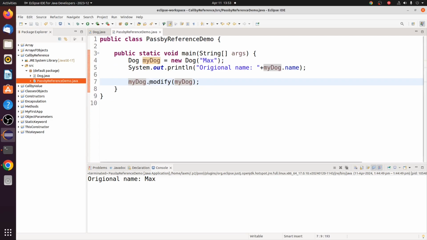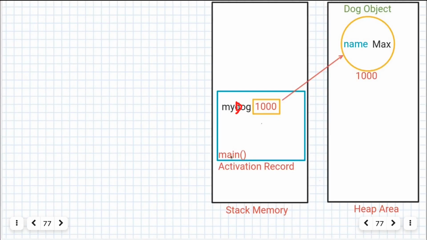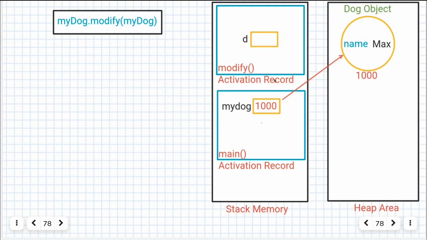When this call is made to modify method, on top of this main method activation record, another activation record will be created for modify method. In this modify method activation record, we have this parameter d, which is like a local variable to this modify method. The value of myDog, this 1000, will be copied into this d. Now it will get 1000 here. So now d is also pointing to the same object, and with this reference d we can access the object fields.